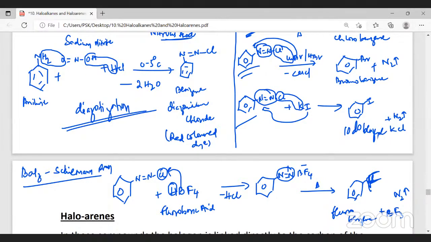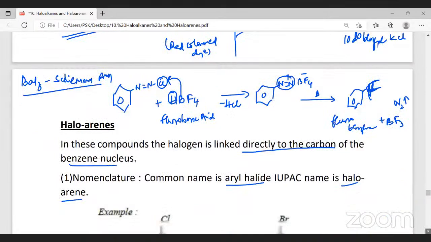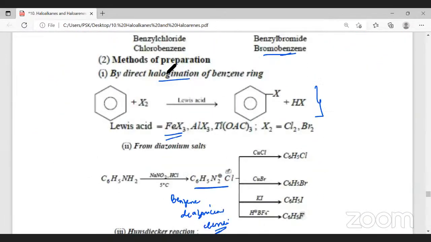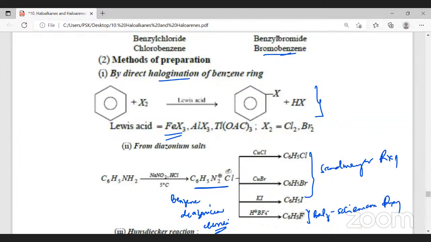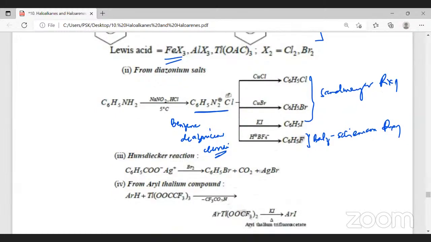So these are the methods in which we can prepare haloarenes. One is by halogenation of benzene, which I taught you. The next one is from benzene diazonium chloride. All these three are called Sandmeyer's reaction. And this is called the Balz-Schiemann reaction. We learned this.